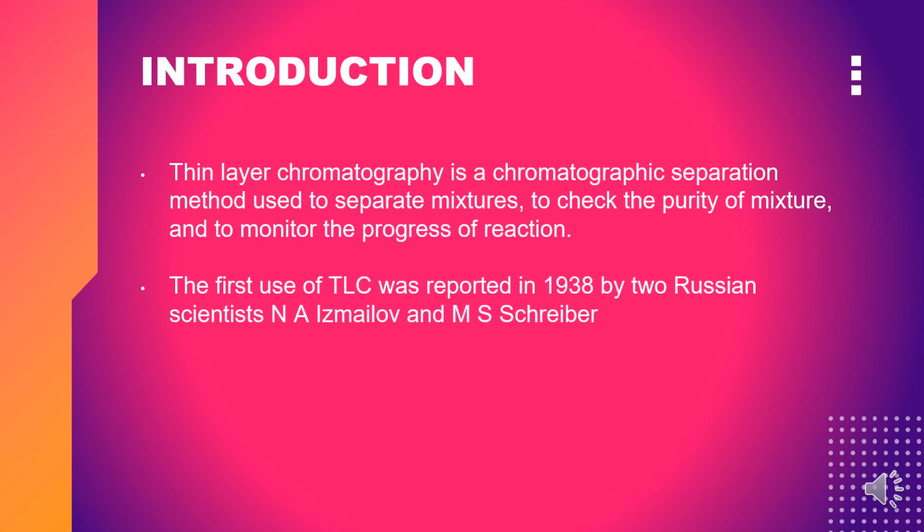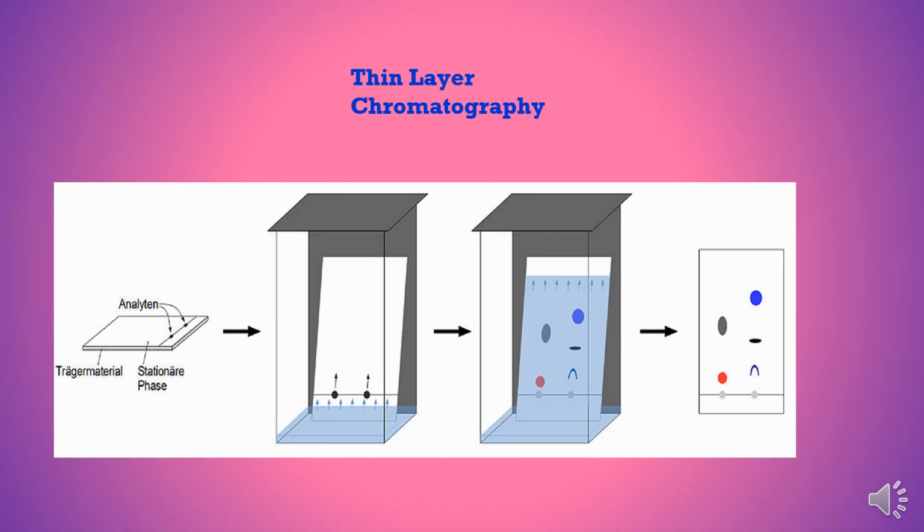Thin layer chromatography is a chromatographic separation method used to separate mixtures, to check the purity of mixture and to monitor the progress of reaction. The first use of TLC was reported in 1938 by two Russian scientists, N.A. Ismailov and M.S. Kreber. This is a diagrammatic representation of TLC.